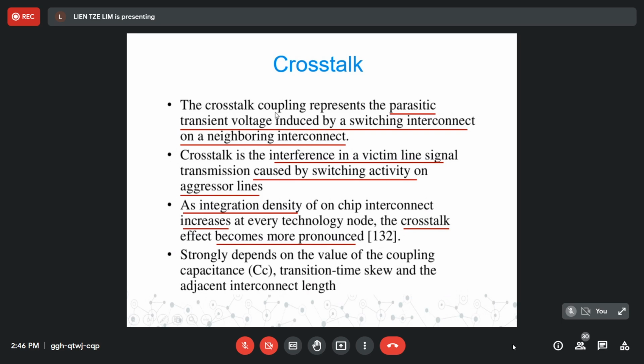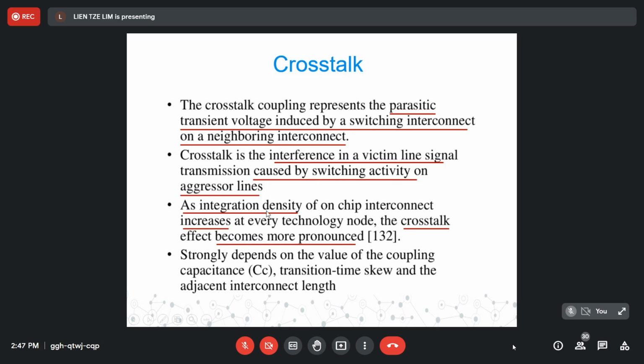Crosstalk coupling represents the parasitic transient voltage induced by a switching interconnect on a neighboring interconnect. Crosstalk is the interference in a victim line's signal transmission caused by a switching activity on an aggressor line. There are a few terms here which are quite new to you, the victim line and the aggressor line. In a chip there are many interconnect lines. Some lines we call victims and some we call aggressors. So between the lines there will be interference, and the interference is actually caused by the switching activity.